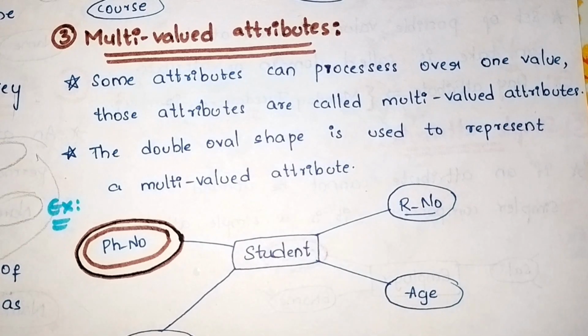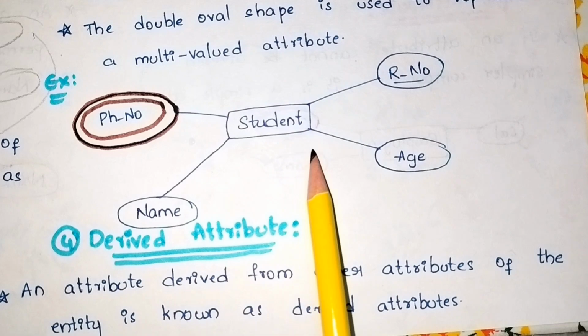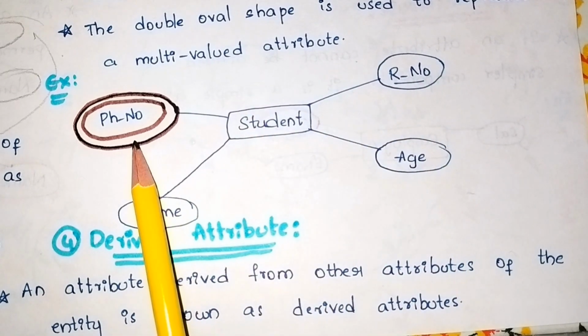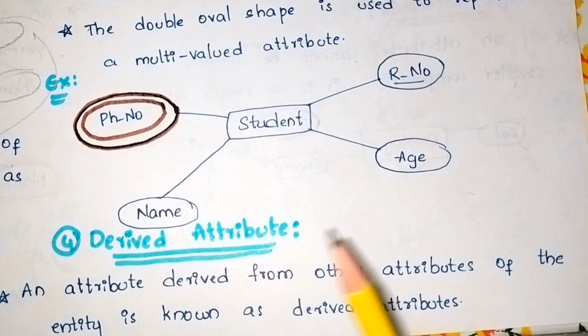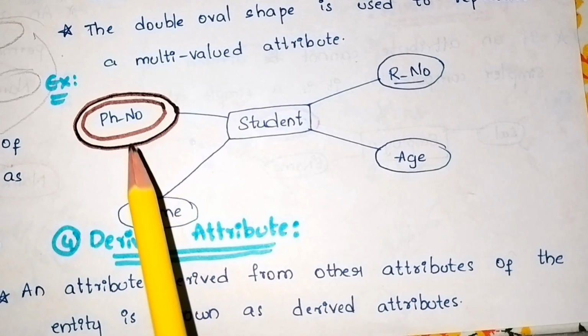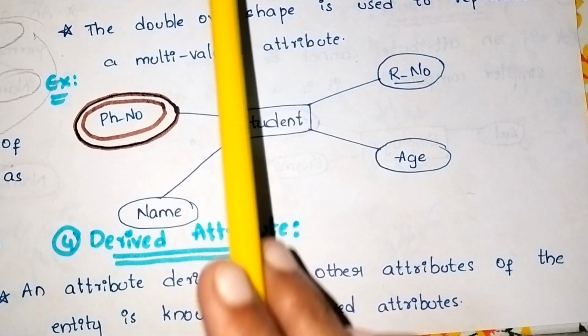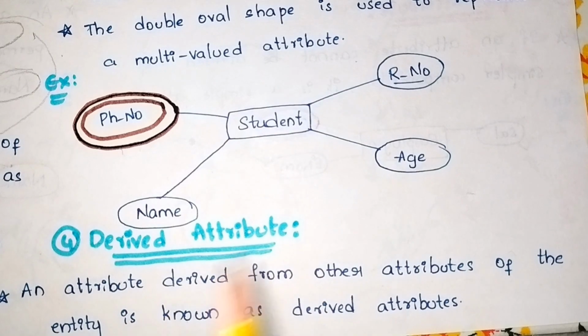In this example, the student has a name, age, roll number, and a phone number, but he can have two phone numbers, suppose his mother's phone number and father's phone number. This kind of information, double values or multiple values, can be stored by this multi-valued attribute. That is, the phone number can be of two kinds here.